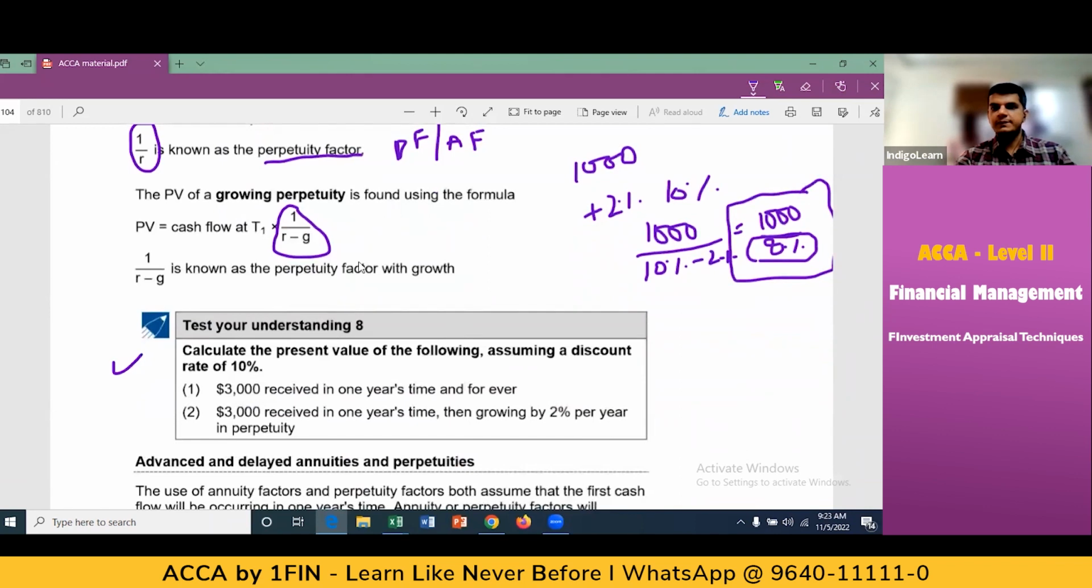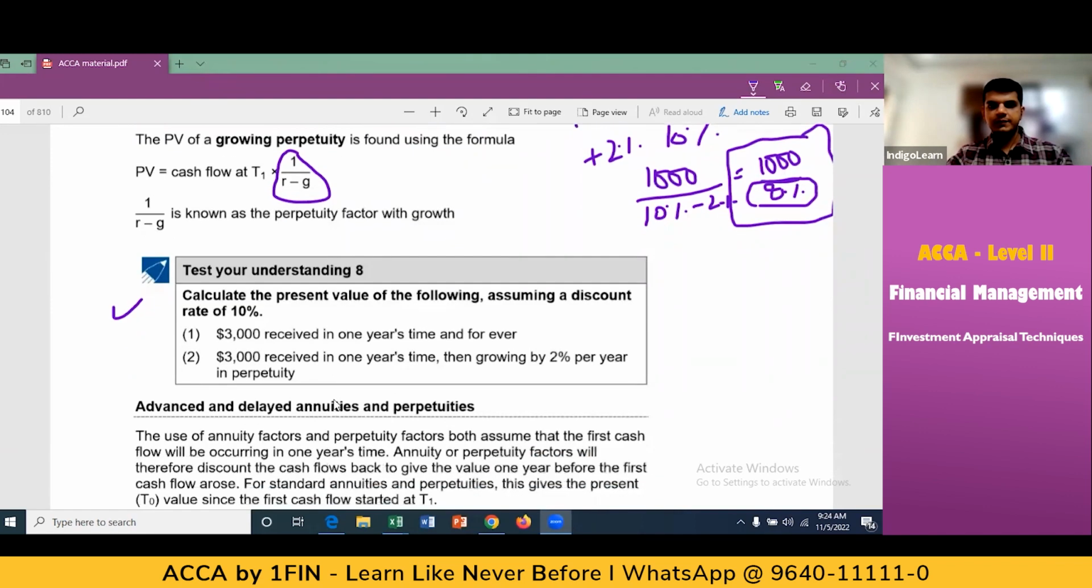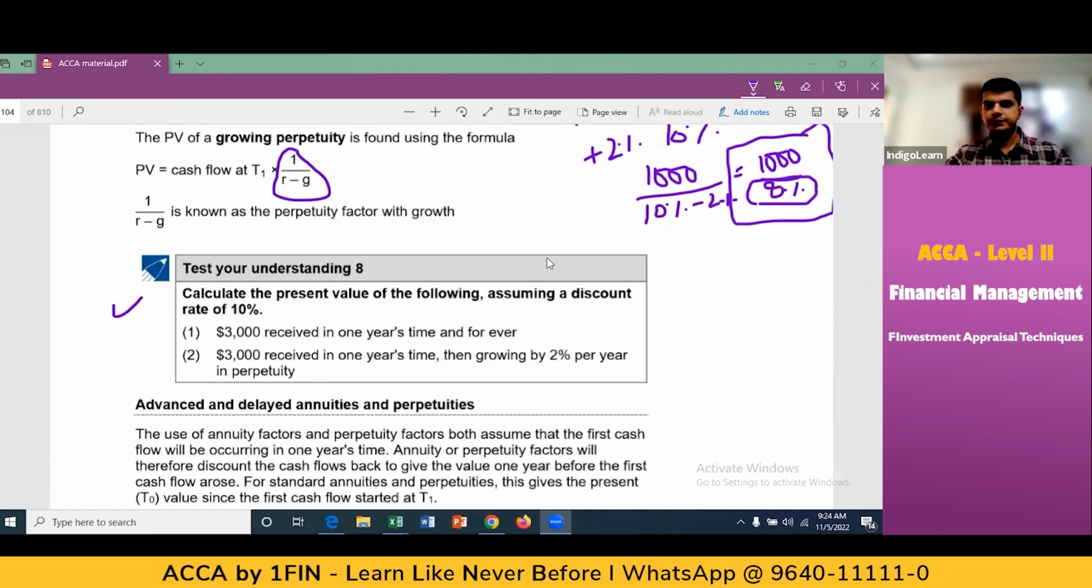Just try this once. I'll just share again. Okay, so we'll just solve it. Maybe we can solve together. So first is calculate the present value of the following, assuming a discount factor of 10%. $3,000 received in 1 year's time, that is T1, forever. So which is simple, 3,000 divided by 10%. Immediately we'll get the answer. Okay.